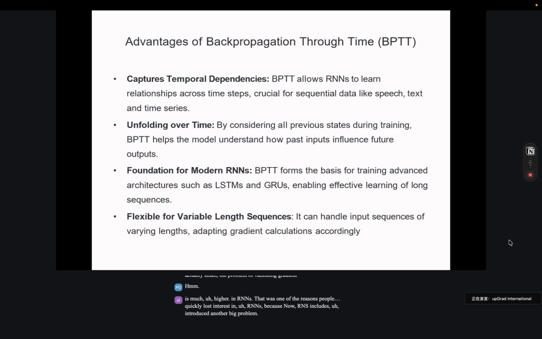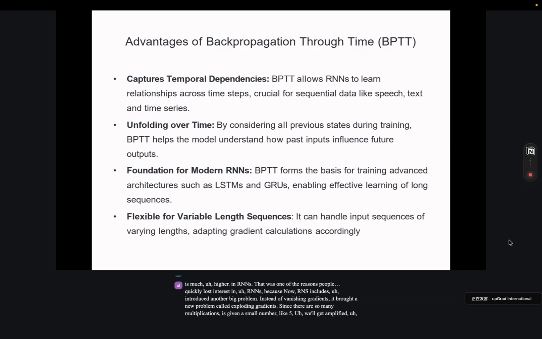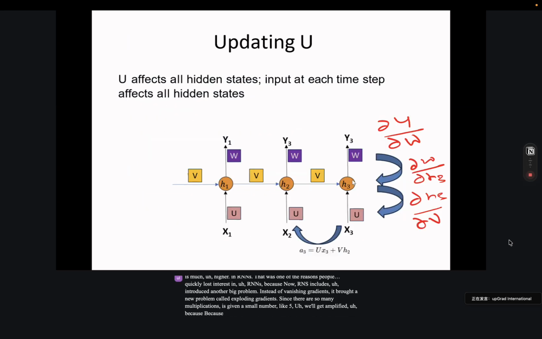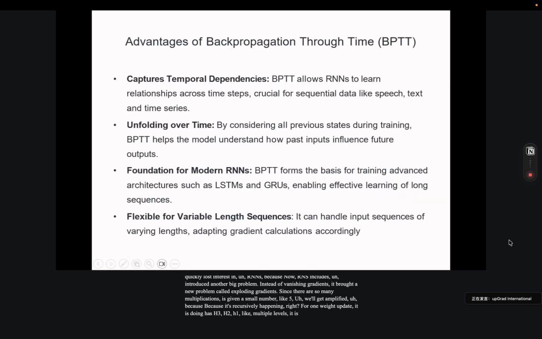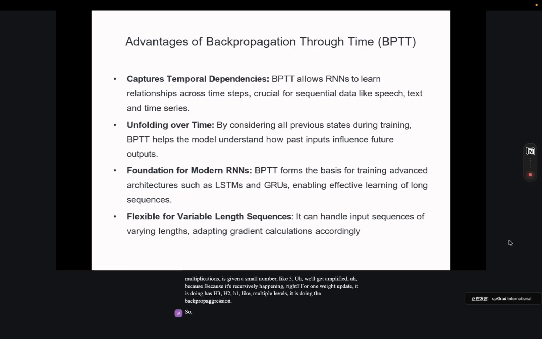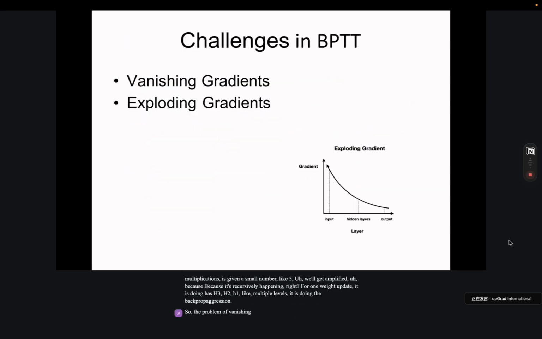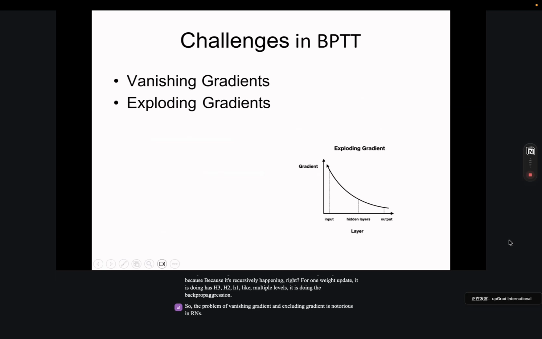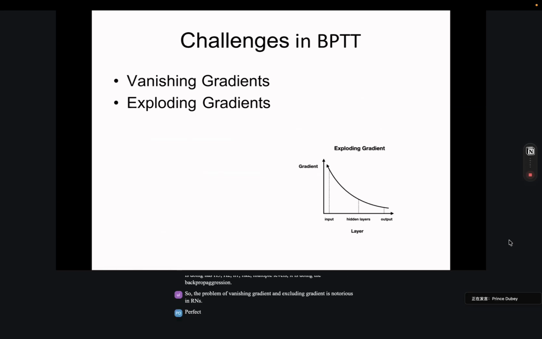Instead of vanishing gradients, it brought a new problem called exploding gradients. Since there are so many multiplications, even a small number will get amplified, because it's recursively happening, right? For one weight update, it is doing H3, H2, H1, like multiple levels of back propagation. So the problem of vanishing gradient and exploding gradient is notorious in RNNs. Perfect. Thank you.